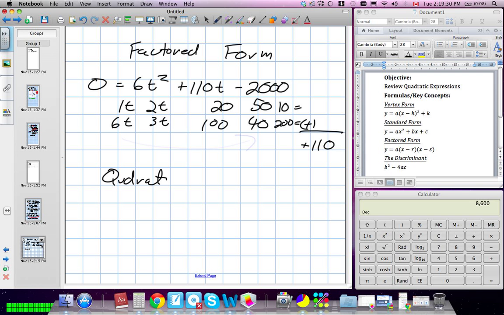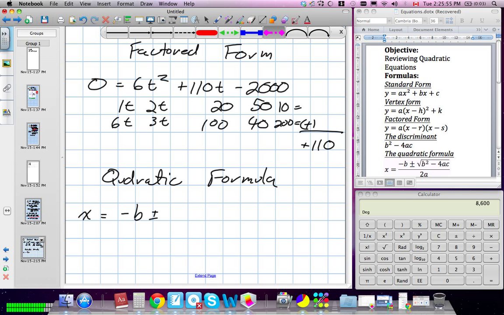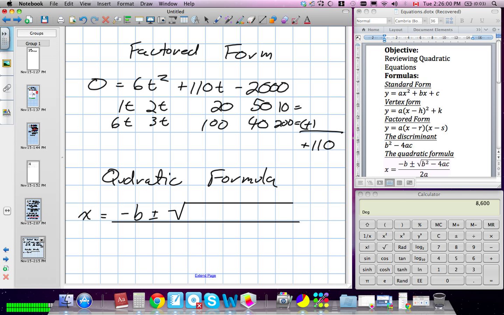x is equal to negative b plus or minus the square root of b squared minus 4ac, divided by 2a. So in our equation, our a is the number 6, our b is 110, and our c is negative 2,000. We need to plug these values in.